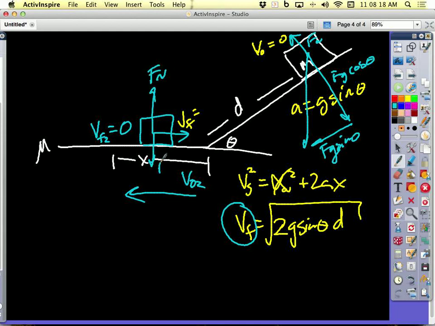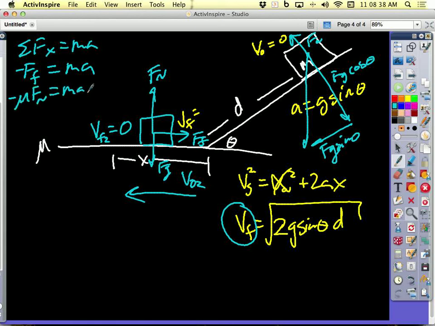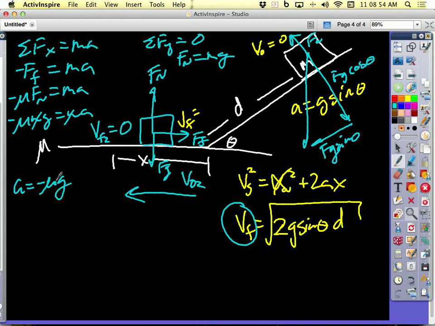So that's Fg and this is Ff. So the sum of the forces in the x is equal to ma. So that's going to be negative Ff equals ma. What did we just say in the last one it was? Yeah, mu N. That equals ma. From the y direction, we know that Fn is equal to mg. So I get negative mu mg equals ma. Cancel, and I get a is negative mu g.